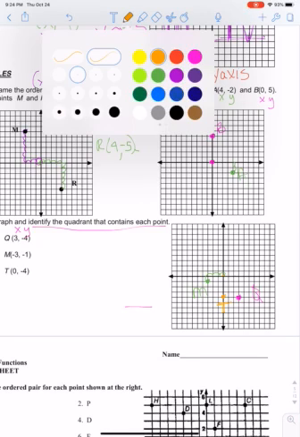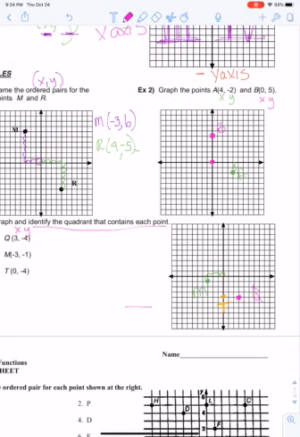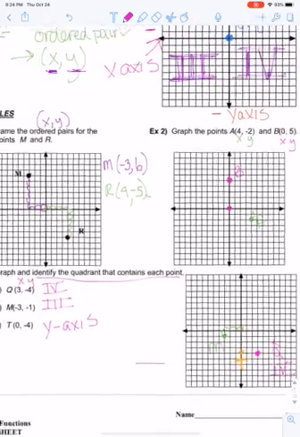So there's my T. Now let's talk about where those points are located. So Q right here is in quadrant number 4. Okay, so I'm going to put 4. M is going to be in quadrant 3. And T isn't in any quadrant. It's actually right smack dab on the y-axis. Okay, so those are some things we're going to be asking you to do.